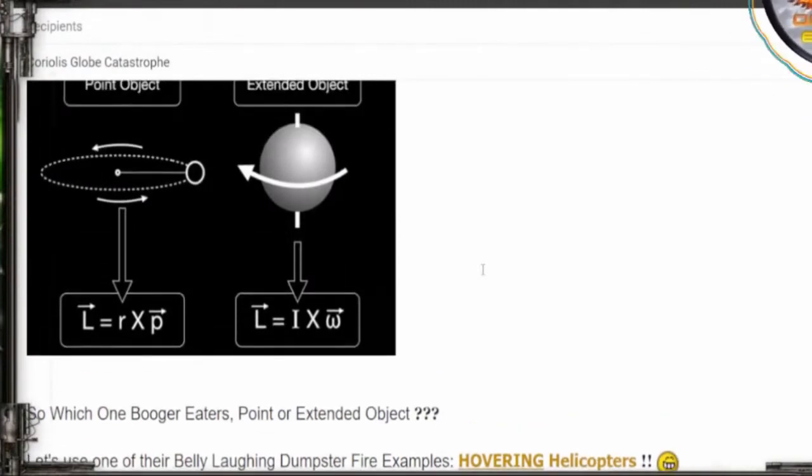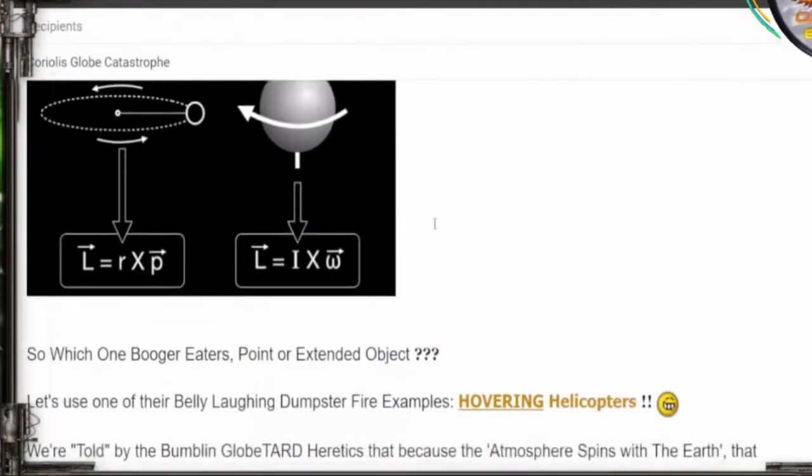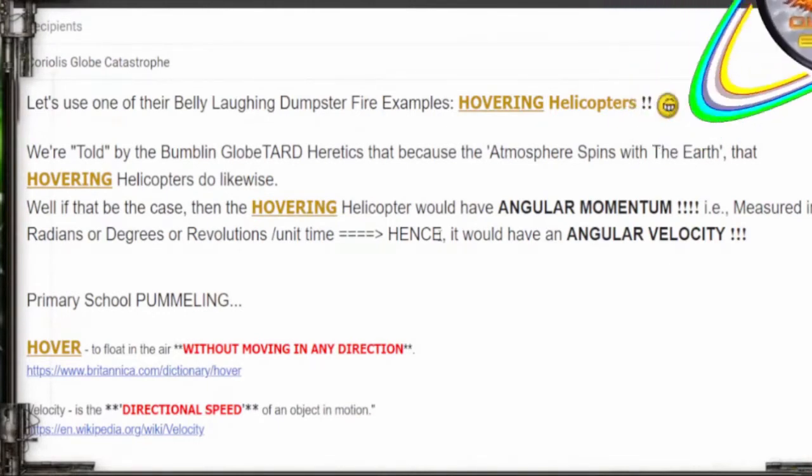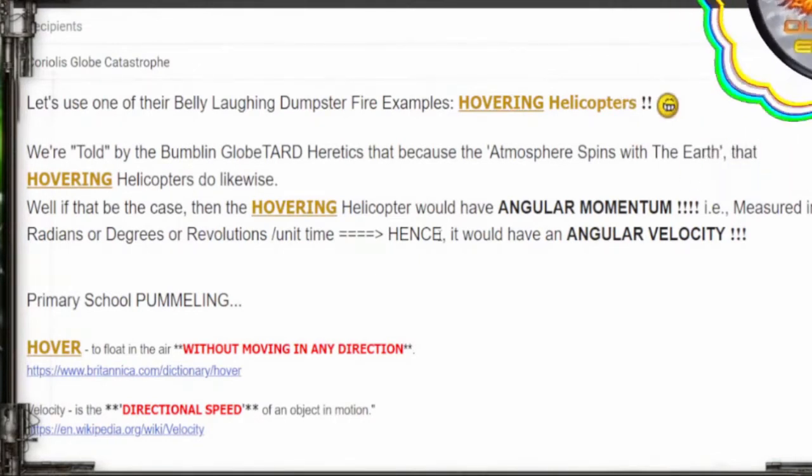Let's use one of their dumpster fire examples that they always use, right? Hovering helicopters. We're told by the globe-tired heretics that because the atmosphere spins with the Earth, hovering helicopters do likewise. Well, if that be the case, remember those contingent necessary facts that have to be true? This is one of those cases. If that be the case, then the hovering helicopter would have angular momentum. Duh! Right? Measured in radians or degrees or revolutions per unit time. Hence, it would have an angular velocity.